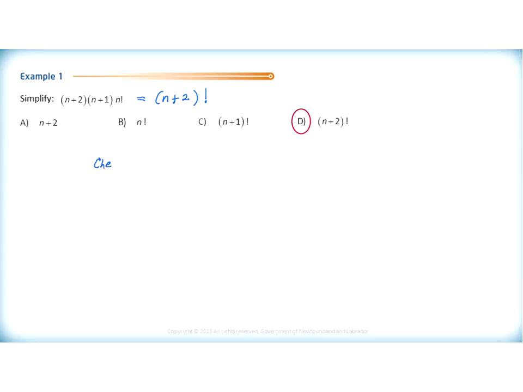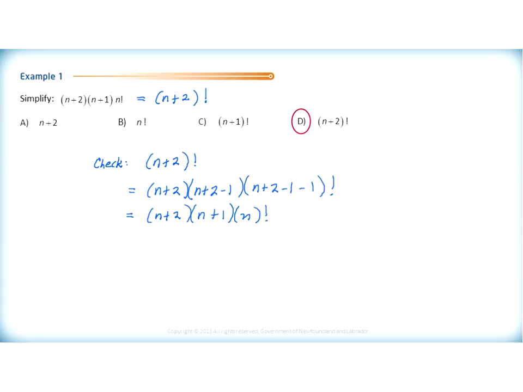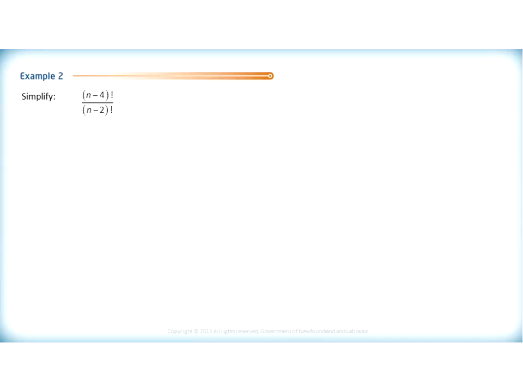Let's just check our answer. Notice that if we have n plus 2 factorial, that is equal to n plus 2, subtract 1, and then you have n plus 1, and subtract 1 again if you want to look at it that way, and that would be n factorial. So this would be n plus 2 multiplied by n plus 1 multiplied by n factorial. So that means that the n plus 2 factorial is a way in which we can simplify the original expression.